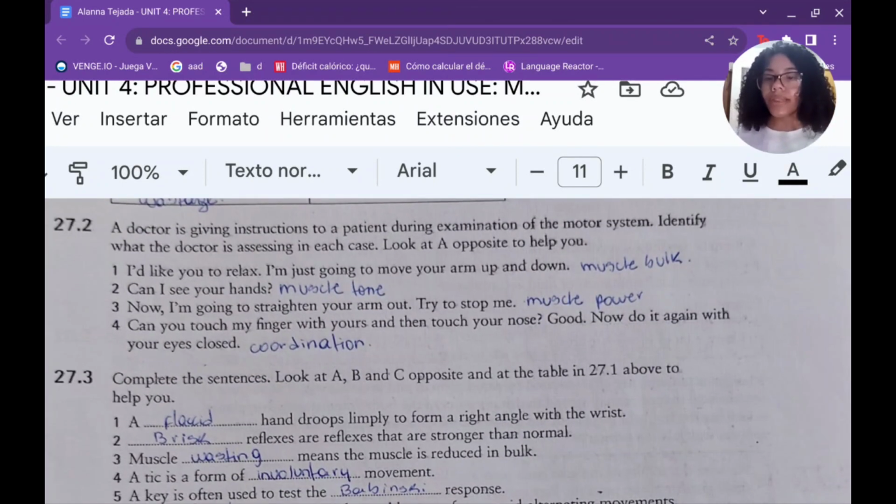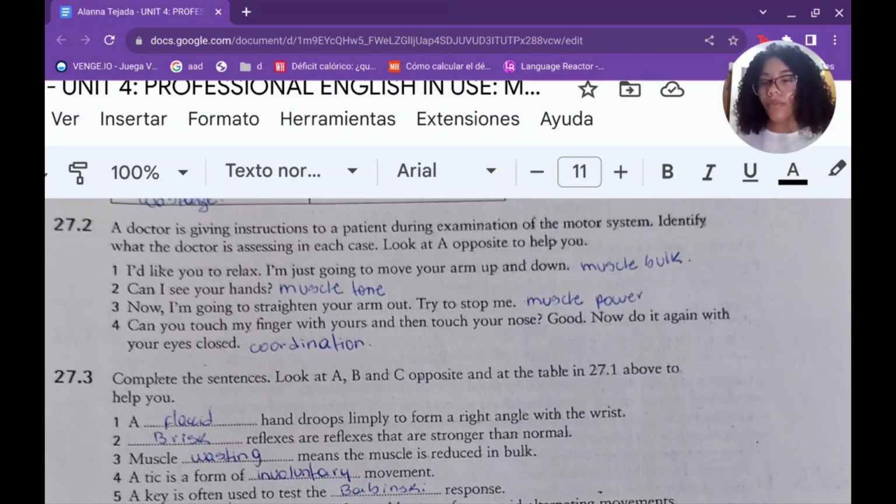27.2. A doctor is giving instructions to a patient during examination of the motor system. Identified by the doctor's assistant in each case. Look at A opposite to help you. 1. I'd like you to relax. I'm just going to move your arm up and down. Muscle bulk.